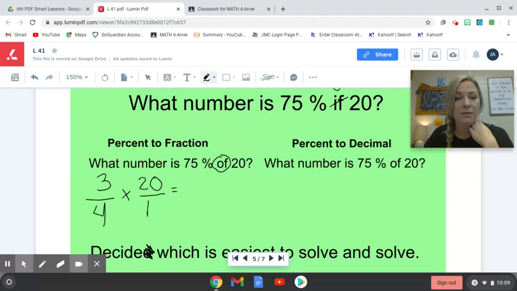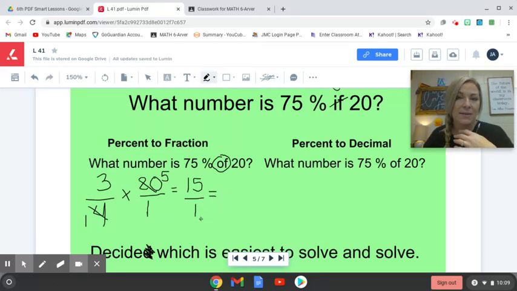I want to give you a chance to just think about that for a second. 4 and 20 have a common factor of 4, right? So 4 divided by 4 is 1. 20 divided by 4 is 5. Now I have simpler math to do as I'm multiplying across. In my numerator's place, I have 3 times 5, and that gives me 15. Denominator's place, I have 1 times 1, and that gives me 1.